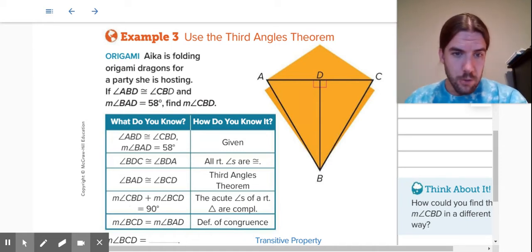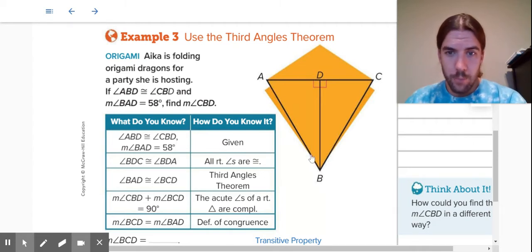Okay, the measure of angle CBD and the measure of angle BCD equal 90. The acute angles of a right triangle are complementary. Okay, that just means that these two small angles, the two acute angles, always add up to 90 if you're in a right triangle, because we already have 90 in there and we need to add up to 180 between the three of them. So the other two need to be 90. Okay, so angle CBD, this guy, and angle BCD, that guy, need to add up to 90.